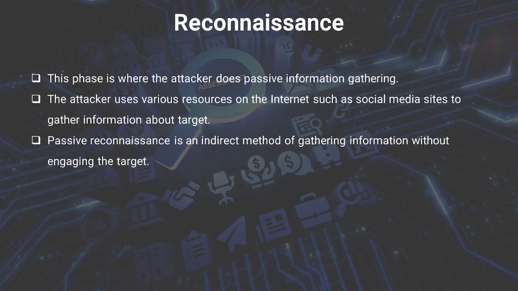With passive information gathering, the attacker simply uses various resources which are found, let's say, on the internet, such as social media websites, search engines, forums, blogs, and so on, to gather as much information as possible about the target itself. The cool thing about passive information gathering is that it uses indirect methods to gather information about the target without actually engaging the target.